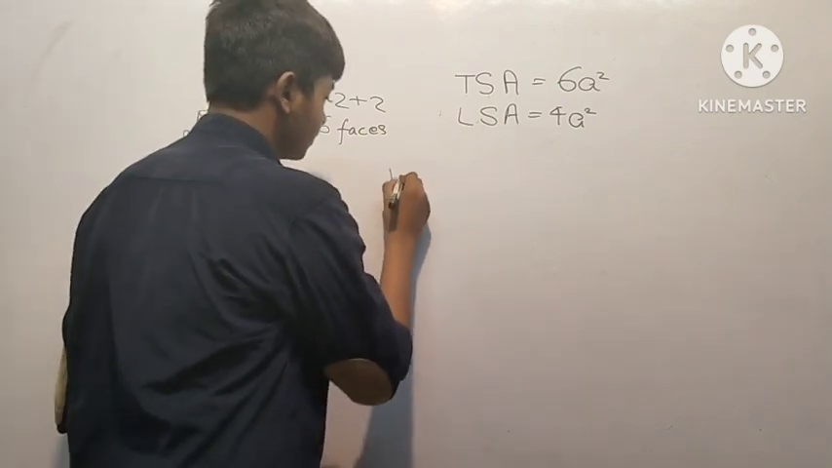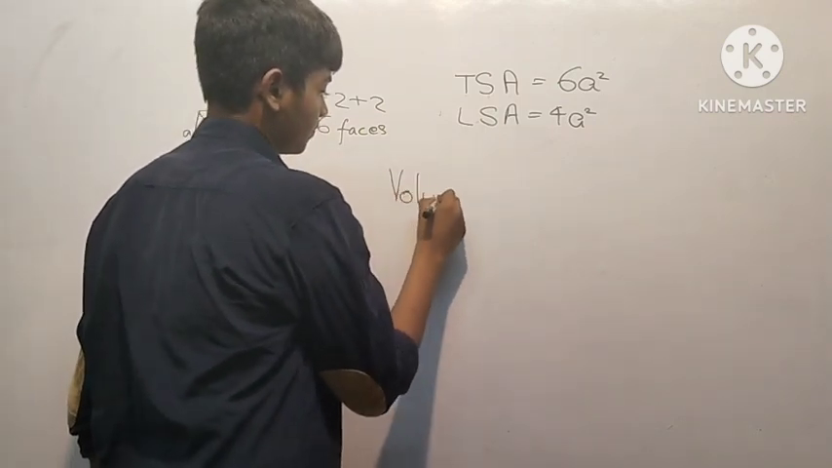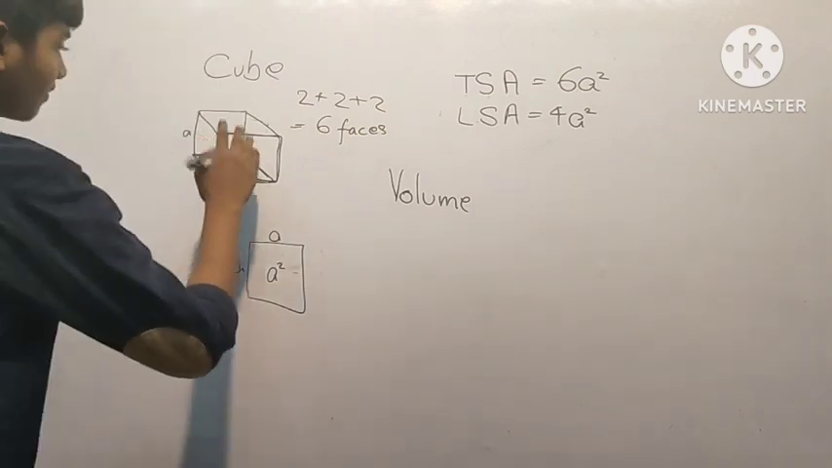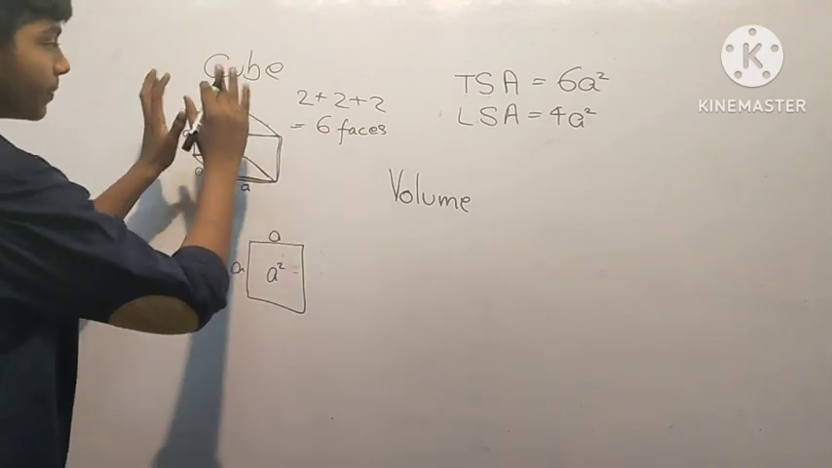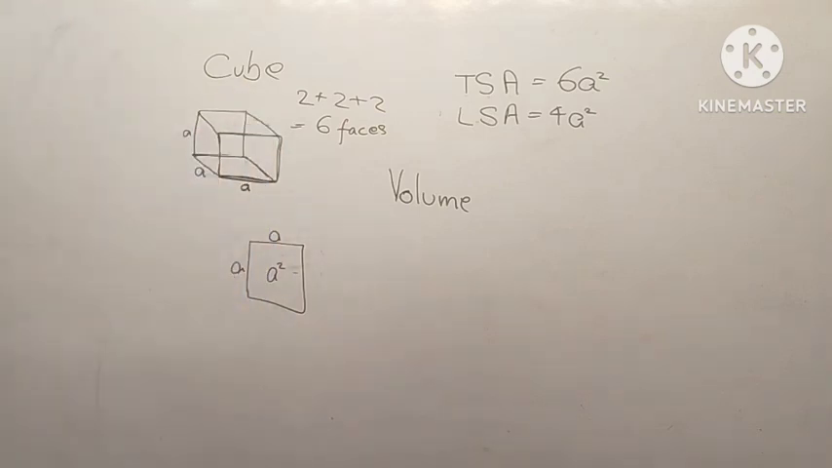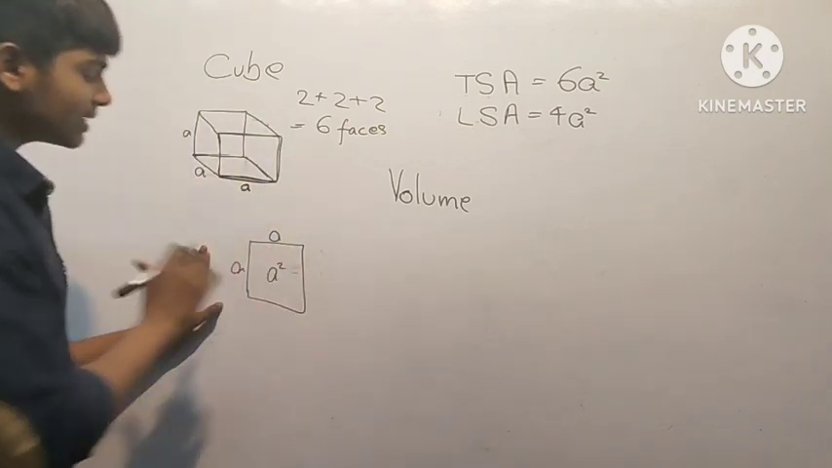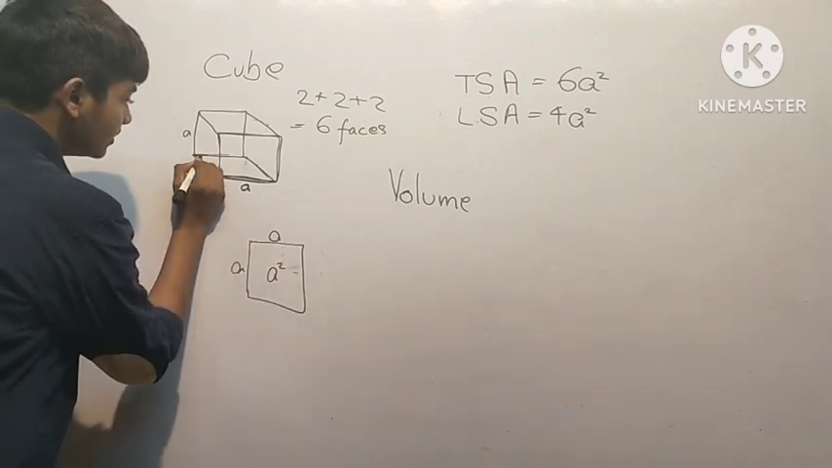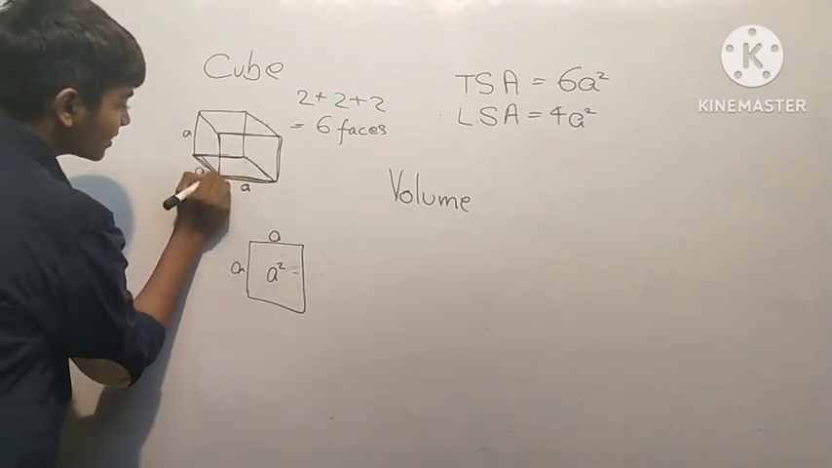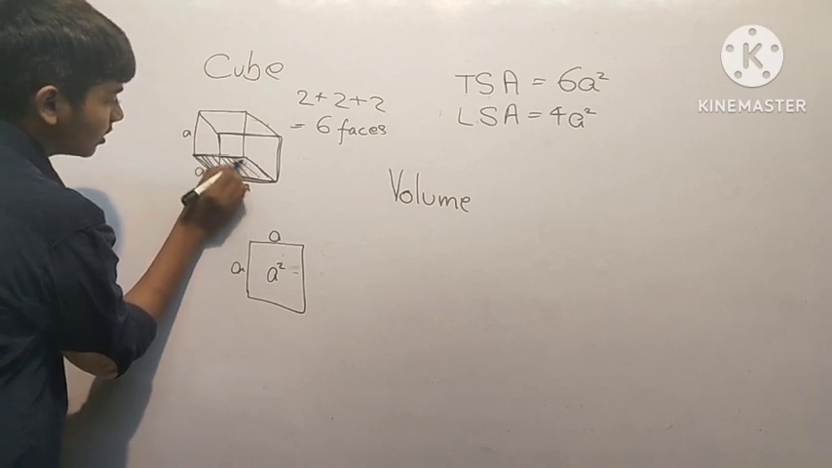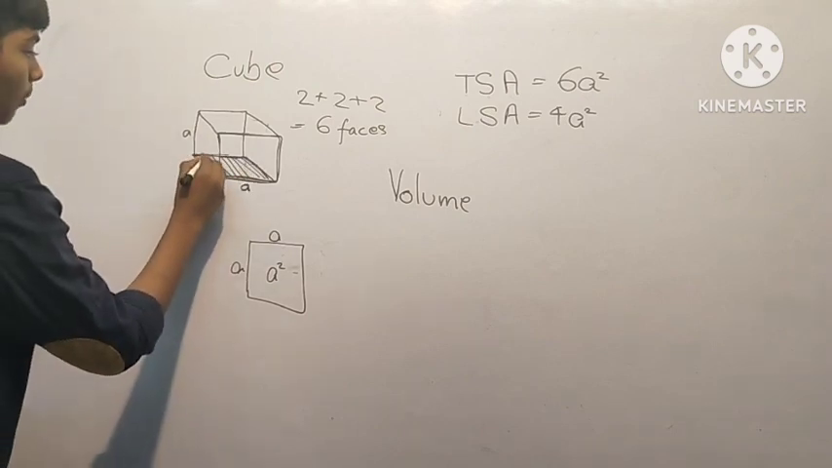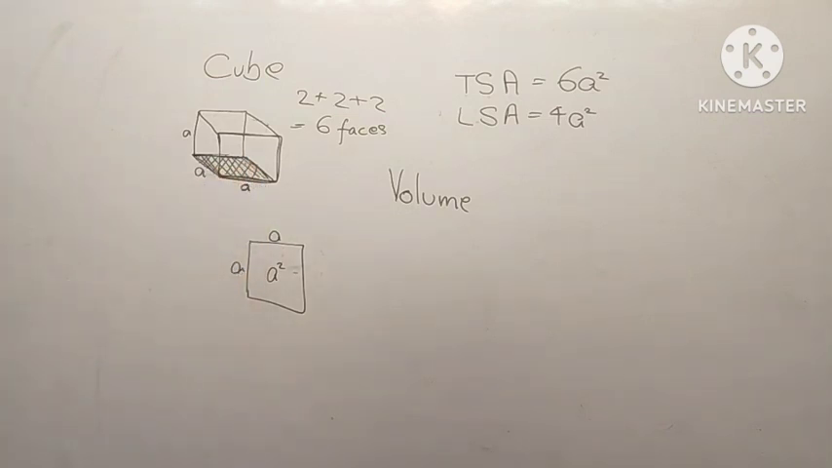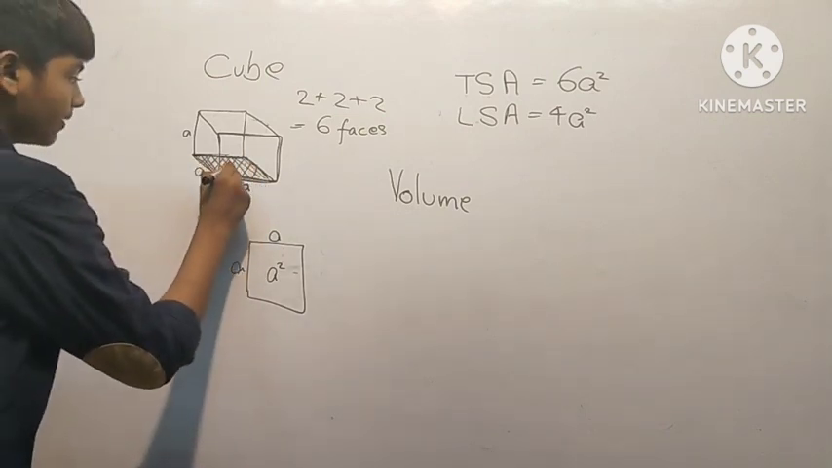Now we have volume. Volume refers to the amount of space present inside the cube. So we will take something similar. We have A square, correct? We do have this entire side done. The bottom face is done. So we took A square, so this was A square.